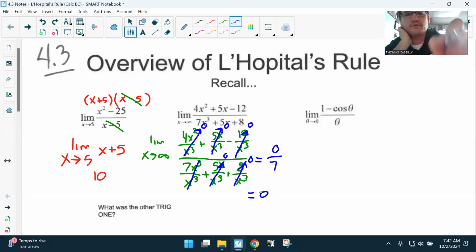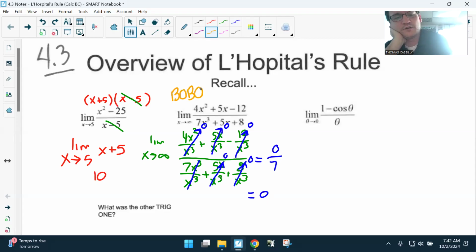We did have some shortcuts with that. We had this Bobo button thing. If you want to remember that, great. I guess it's an easy shortcut. But do you actually understand what's going on when you use this acronym? Probably not. So if you want to use that, great. But if we wanted to express it algebraically, this is what's going on behind the scenes here.